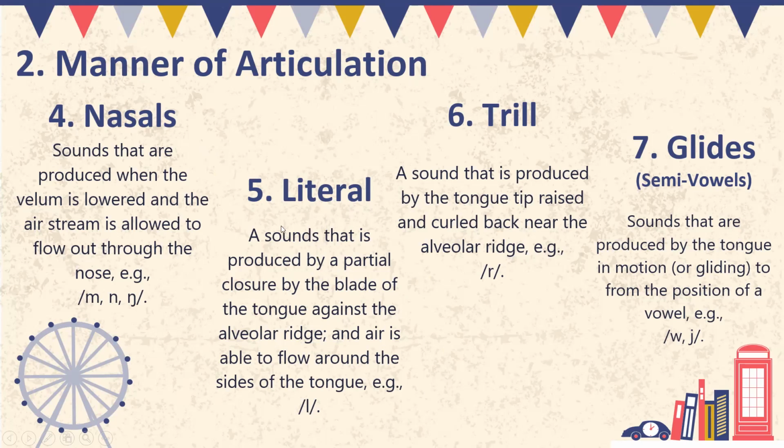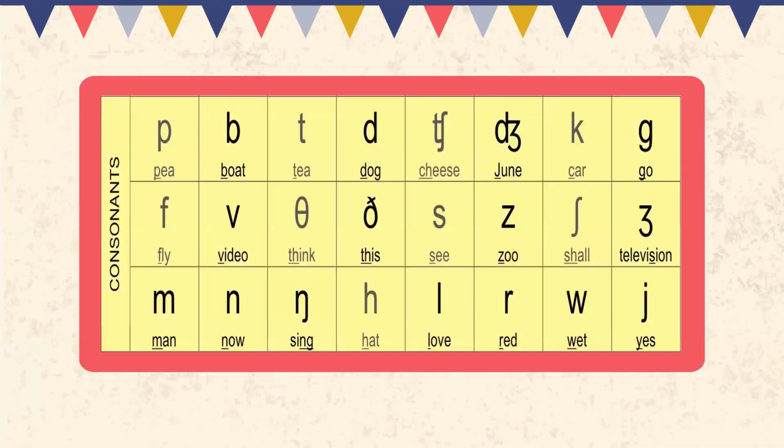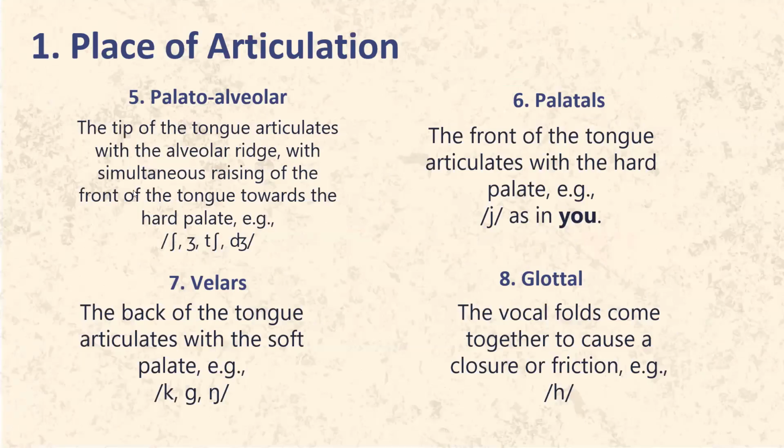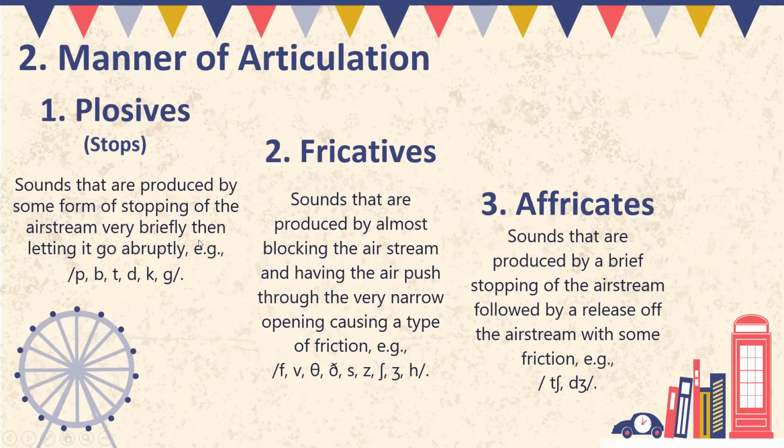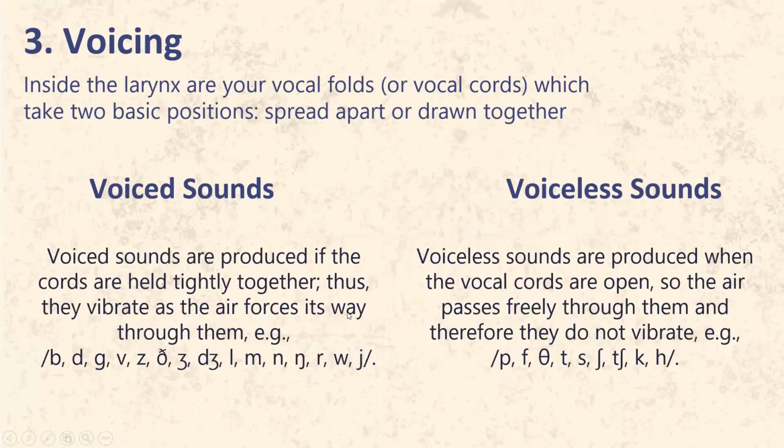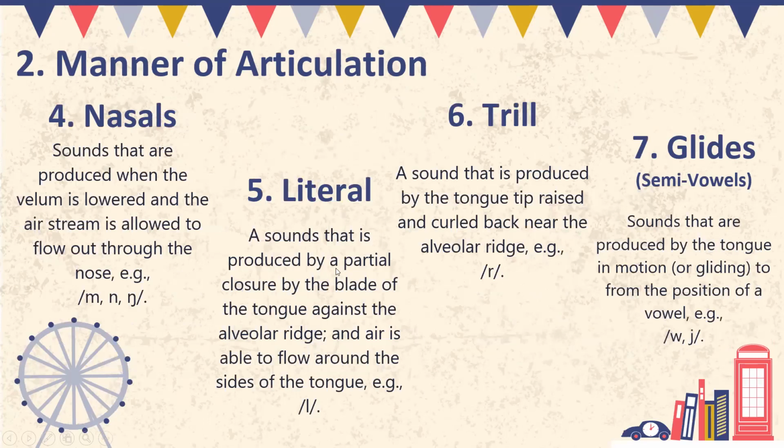The sound, okay, it is a sound that is produced by a partial closure. Okay, not a total closure like the stops. The stops have a total closure, but here we have a partial closure, by the blade of the tongue. Okay, the tip of the tongue, against the alveolar ridge, and the air is able to flow, okay, around the sides of the tongue.